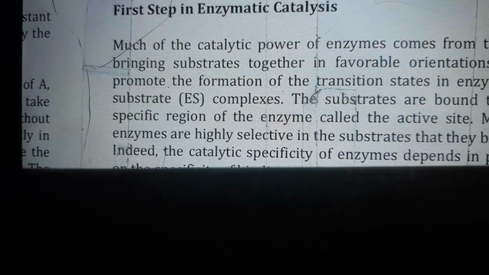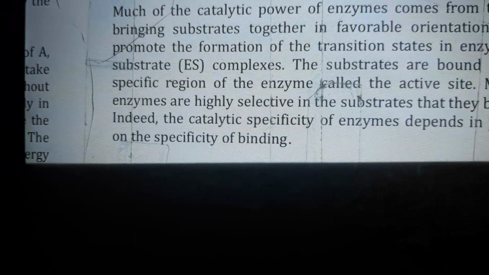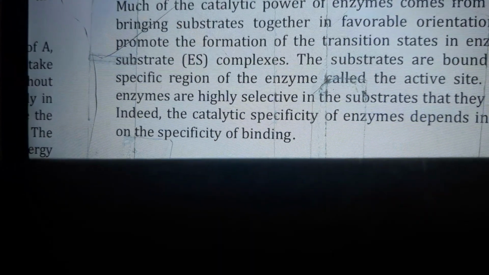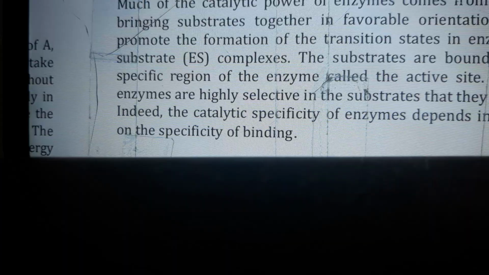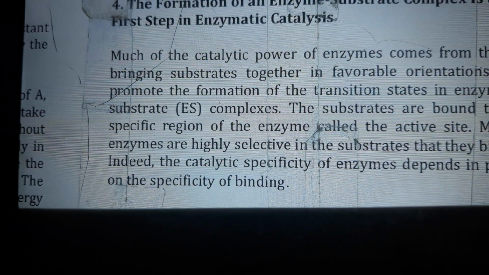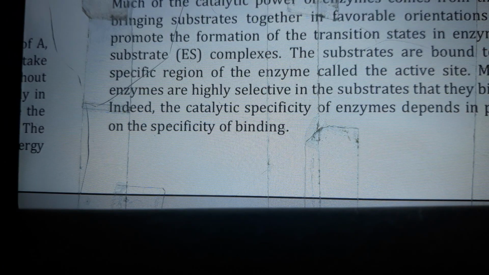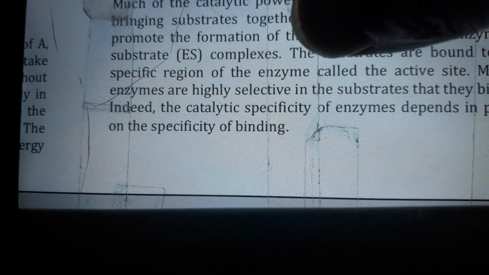Next, the formation of an enzyme-substrate complex is the first step in enzymatic catalysis. Much of the catalytic power of enzymes comes from their bringing substrates together in favorable orientations to promote the formation of the transition states in enzyme-substrate ES complexes. The substrates are bound to a specific region of the enzyme called the active site. Most enzymes are highly selective in the substrates that they bind. Indeed, the catalytic specificity of enzymes depends in part on the specificity of binding.